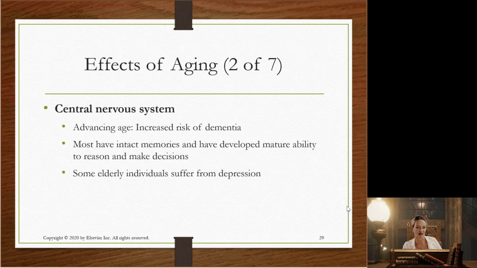So what about our central nervous system? Well, advancing age increases the risk of dementia. Dementia is the loss of memory and other functions of conscious thinking. Most have intact memories and have developed mature ability to reason and make decisions, and then some elderly end up progressing into a depressive state.